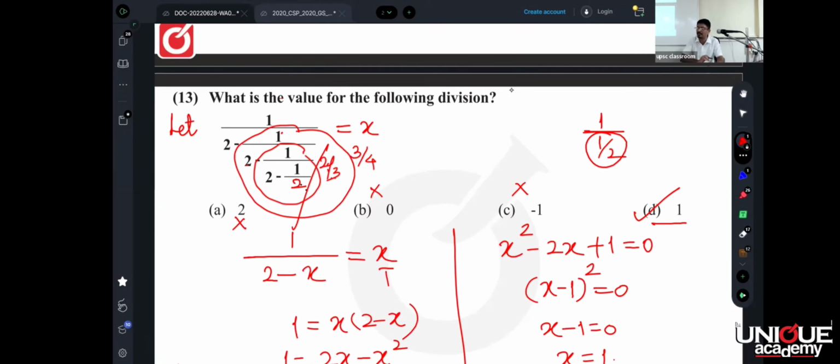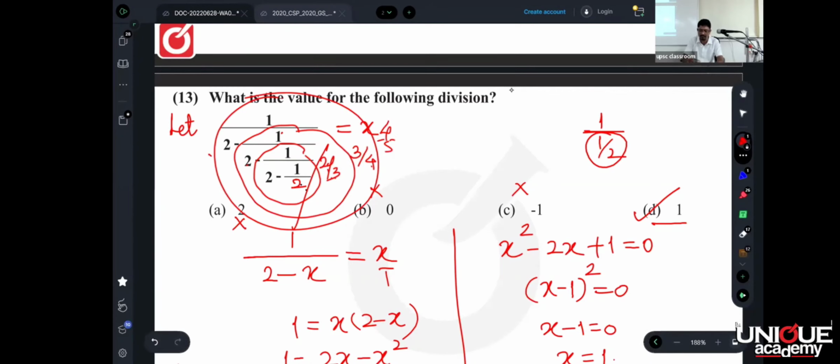4 2s are 8 minus 3, 5. 5 by 4. When taken to the up, it is 4 by 5. So you will find innermost is 2 by 3. When one term is added, 3 by 4. When again one term is added, 4 by 5. Like that. Is it clear?